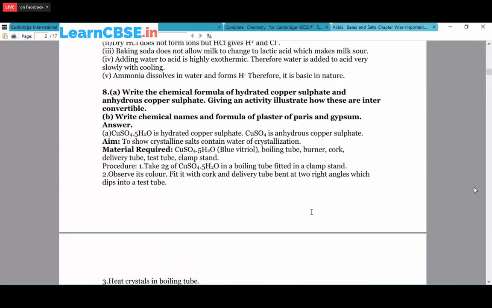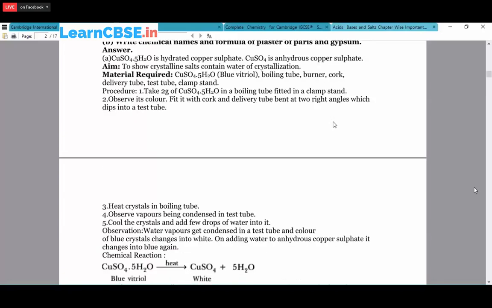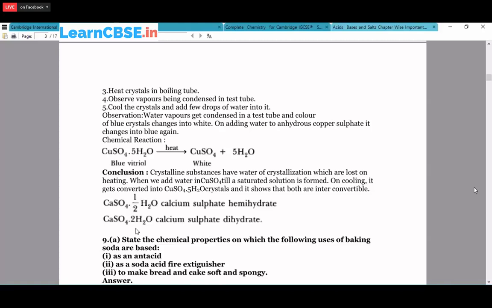Next one. Write the chemical names and the formula of plaster of Paris and gypsum. Okay. So the plaster of Paris is nothing but CaSO4.1/2H2O, the calcium sulfate hemihydrate, we call it plaster of Paris. Then the gypsum is CaSO4.2H2O. So how will you get the gypsum? When we add water to the plaster of Paris, we'll get the gypsum.